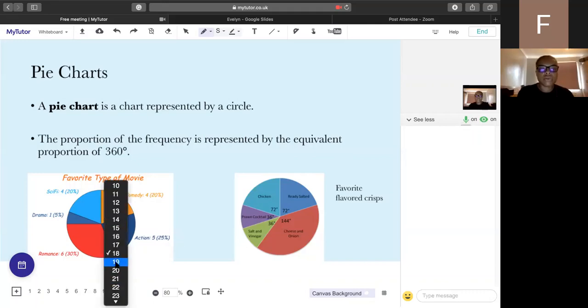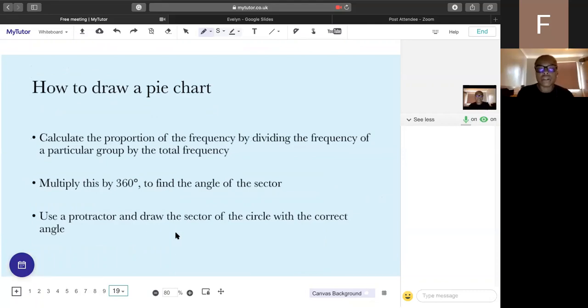So let's move on to how to draw a pie chart. To draw a pie chart, what we should do is calculate the proportion of the frequency by dividing the frequency of a particular group by the total frequency. And then we will multiply this by 360 degrees to find the angle of the sector of our circle, which we're going to represent this category with. And then we will use a protractor to draw the sector of the circle with the correct angle. So always make sure that you're using a protractor when you are working with pie charts. It's very important to make sure that you get your angles correct.